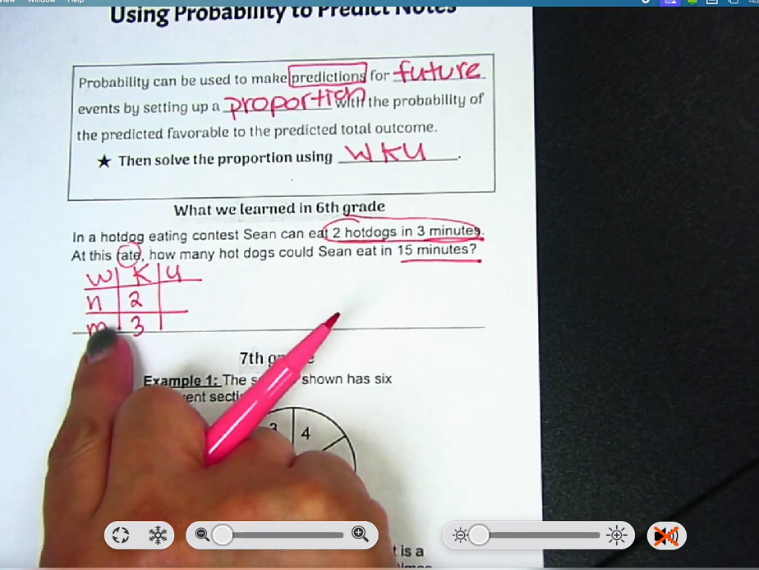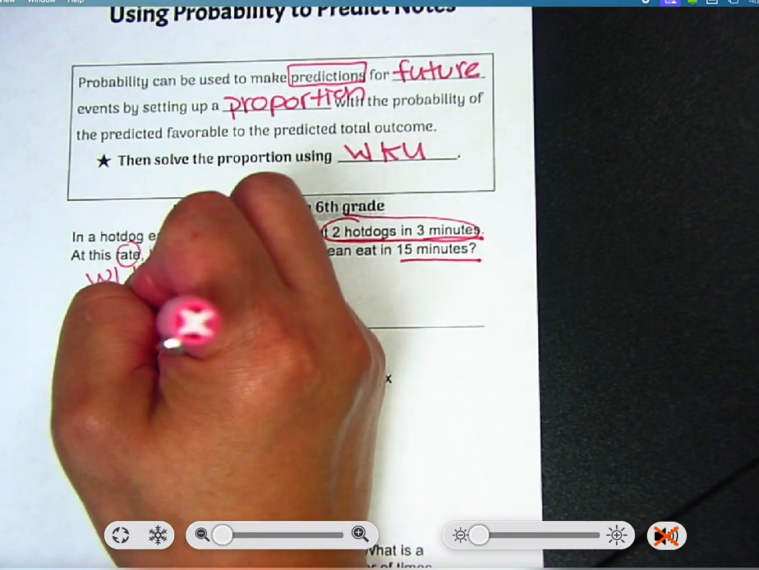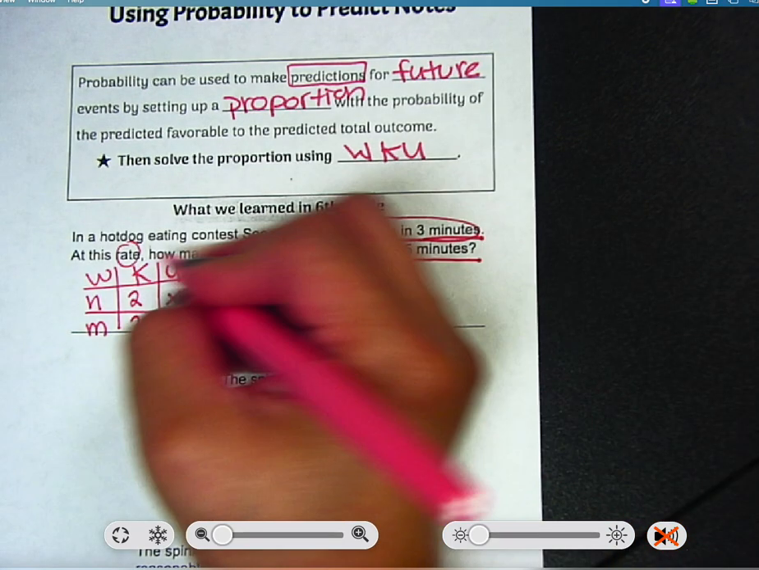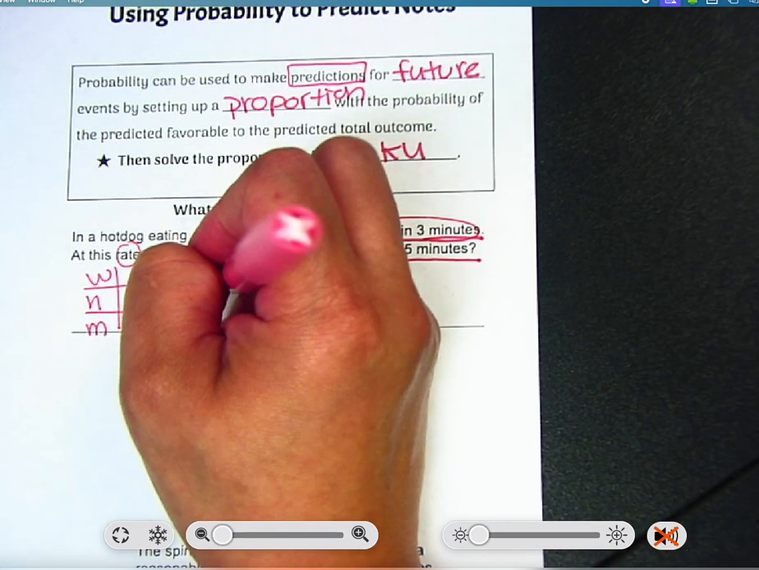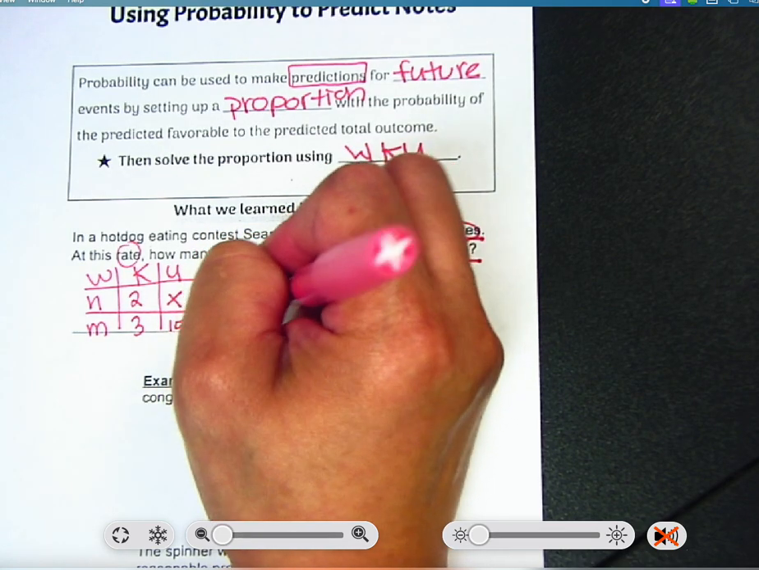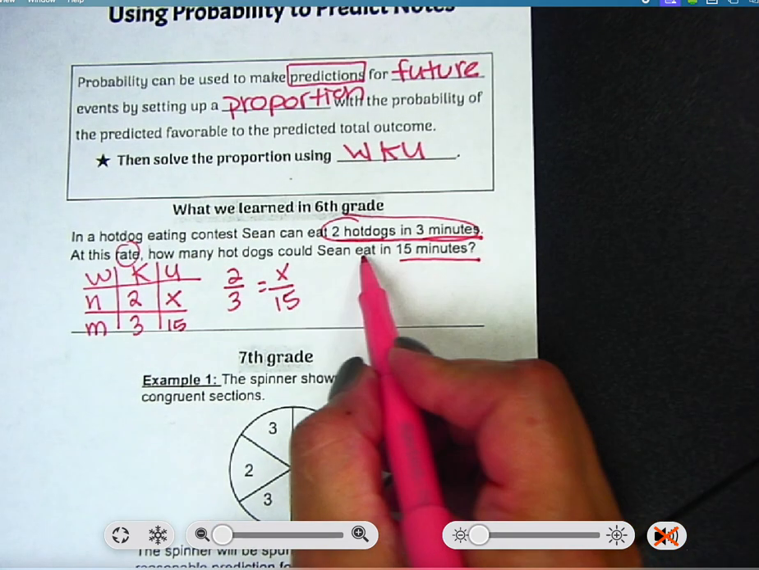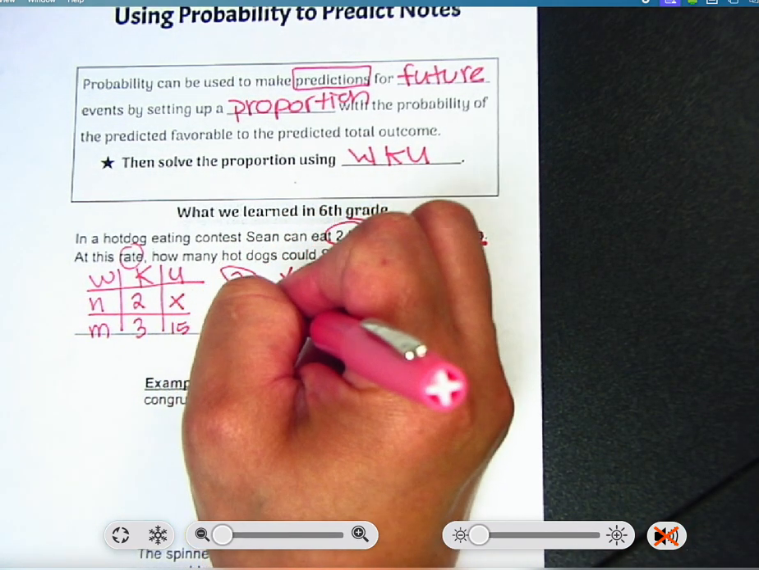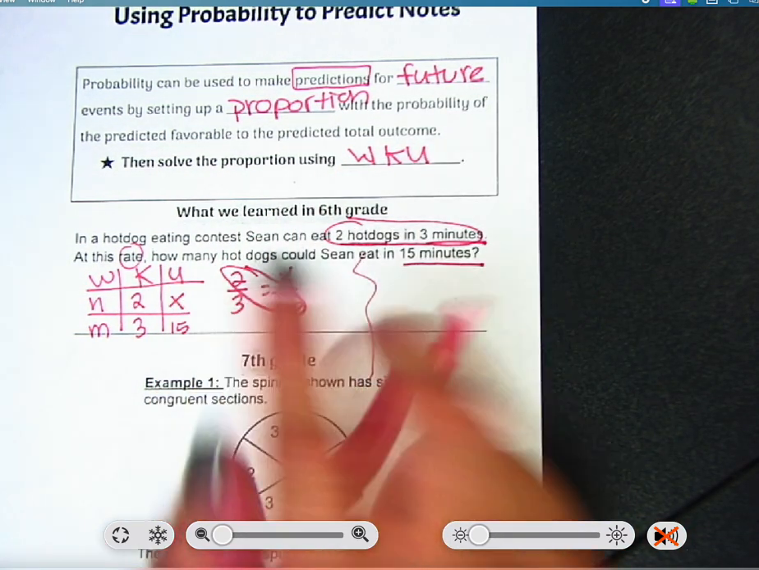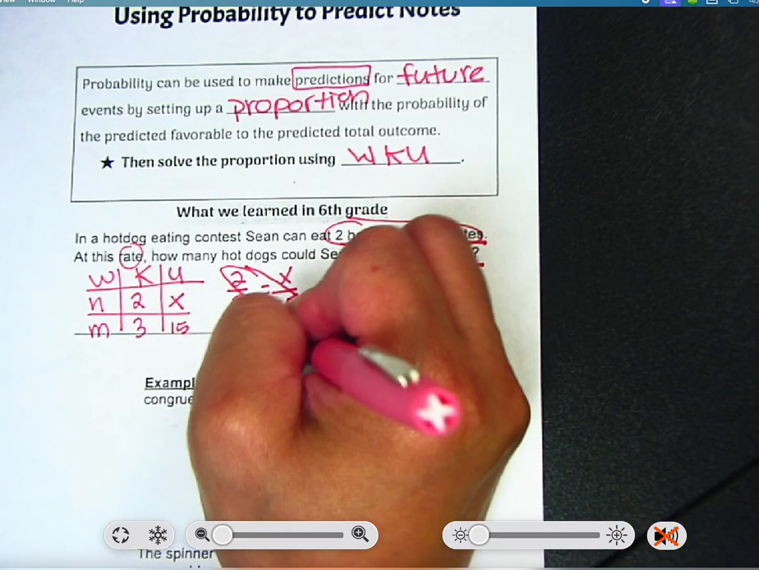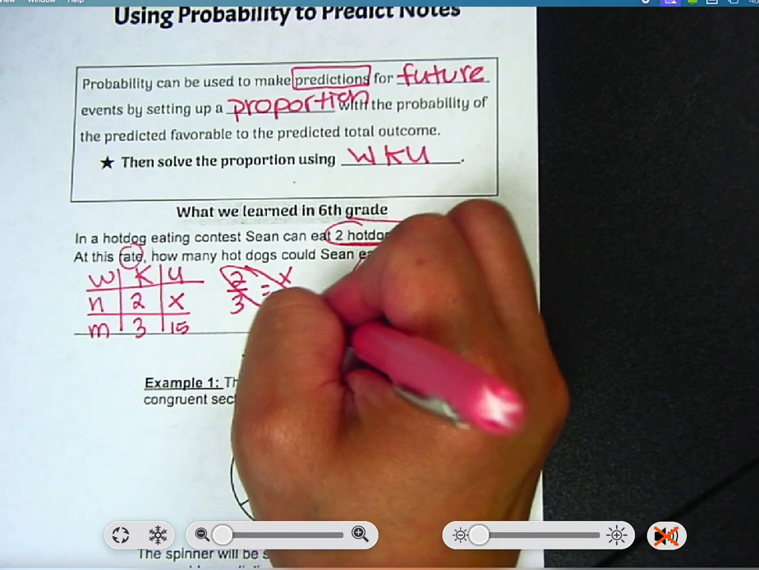Well, I have minutes at the bottom, so I'm going to put the 15 at the bottom, and I'm going to put an X at the top. Creating the WKU helps us create a proportion. So it's going to look like 2/3 equals X over 15. Now I'm going to teach you 2 different ways that you can solve. The first way is going to be to cross multiply. You would do 2 times 15, which is 30, and then divide that by 3, which would give you 10.